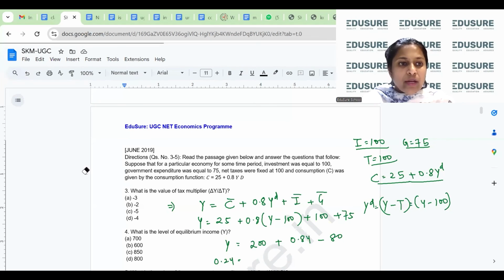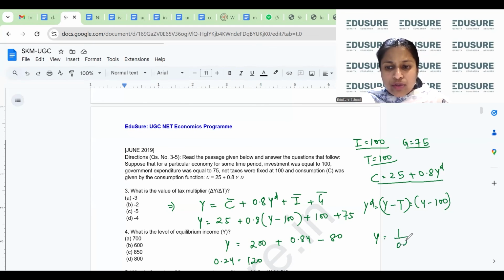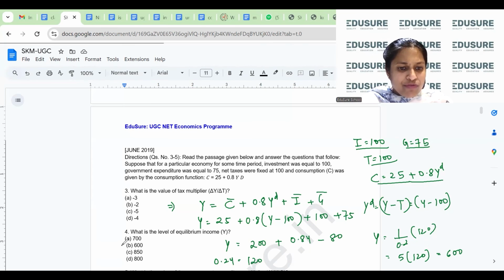Now, what is the multiplier? So Y is equal to 1 by 0.2 into 120. So 5 into 120, and Y is going to be equal to 600. So the answer to number 4 is 600. And what is the value of tax multiplier, which is change in Y by change in T?